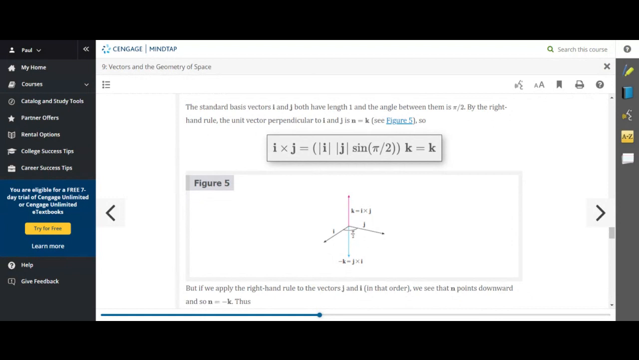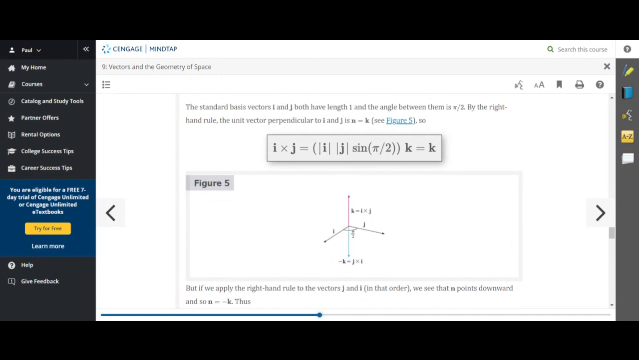If you take your right hand and curl your fingers from I to J, what direction does your thumb point? Try it and see. Curl your fingers from I to J, your thumb points up. So I cross J is equal to the K vector. Good.